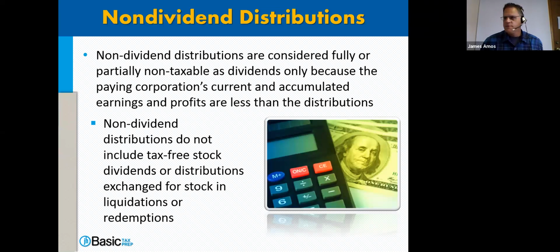So I want to offer my apologies if I've confused anyone. If I have, just accept right now that there are situations where you can get a non-dividend distribution, which means a distribution from the company's assets and goodwill that might or might not be taxable to you as the person receiving it. Okay, that's really all I need you to know at the moment.